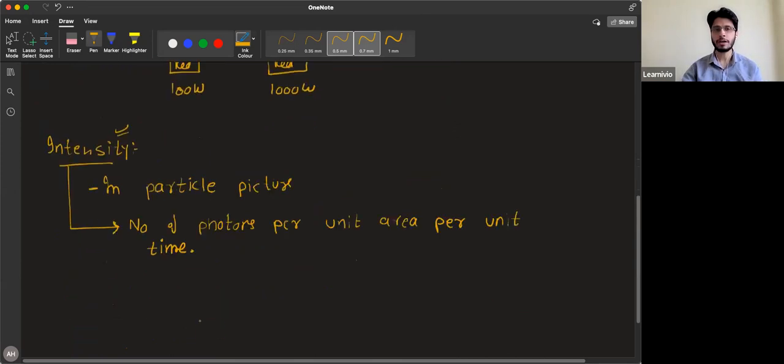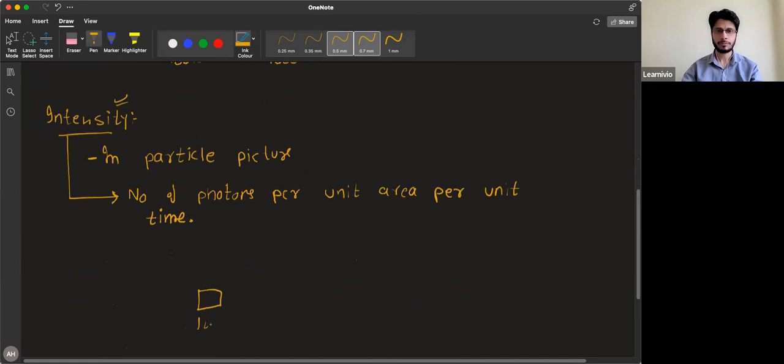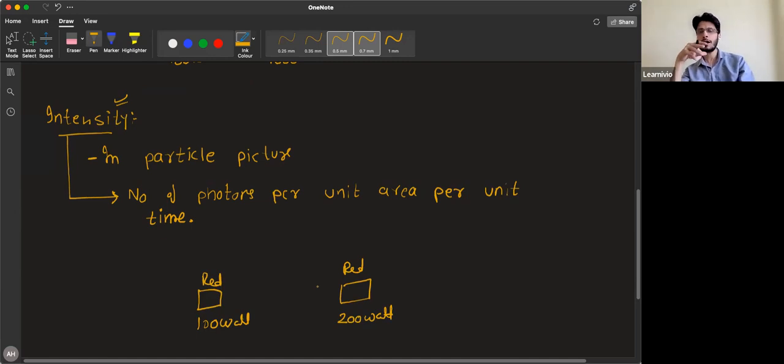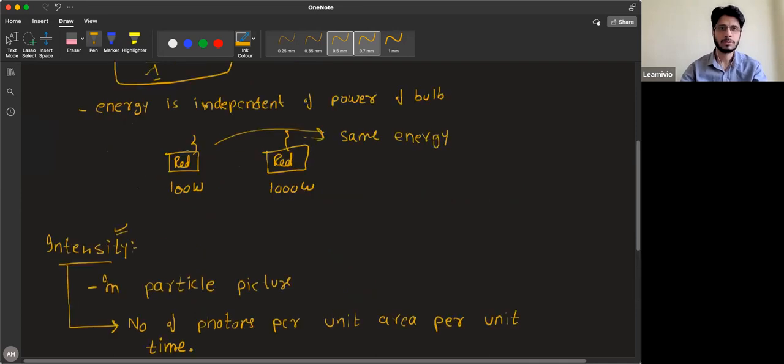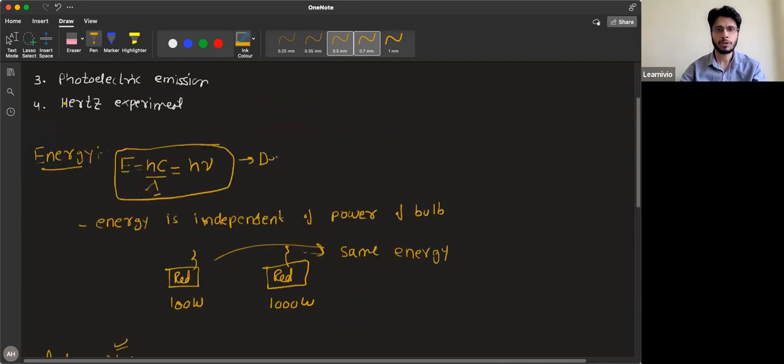So if I take a 100-watt bulb and a 200-watt bulb, and both bulbs are of red color. So Ashrit, will both the bulbs have the same energy or different energy? The radiation coming from both the bulbs will have the same energy or different energy? Same energy, sir. Since the color is the same, that means the frequency is the same and energy depends upon frequency. Yes, energy depends on frequency.